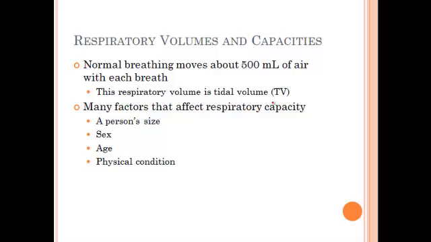We call this the tidal volume. So think of it like the tide. The tide is going in, the tide is going out. So the tidal volume is this amount of air that is coming in and going out of your lungs every time you breathe. It's dependent on a number of things.